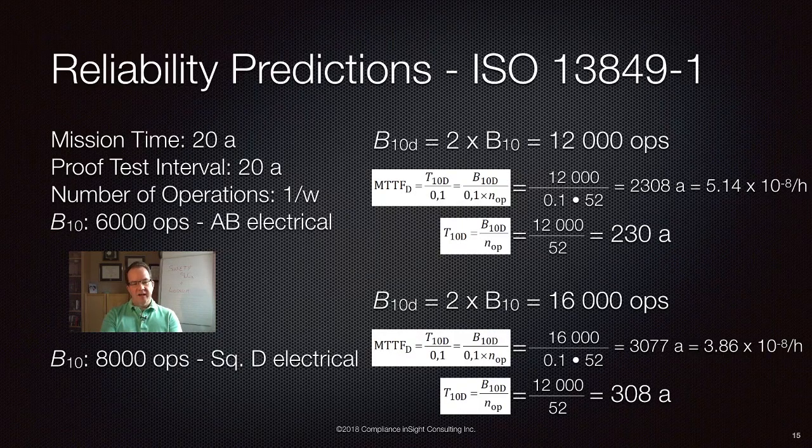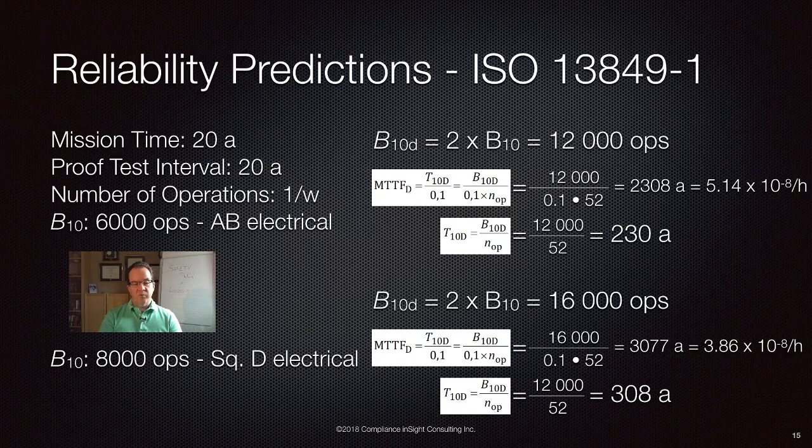The other number that we have to calculate is what they call T10D, and T10D is the length of time before we start to see the 10% of the product failing dangerously, and it's based on MTTFD. So we take the B10D value for the switch, 12,000 years, and we divide it by the number of operations per year. In this case, it's going to be 5.2, and we end up with 230 years. Okay, so that's basically how we get to that number.